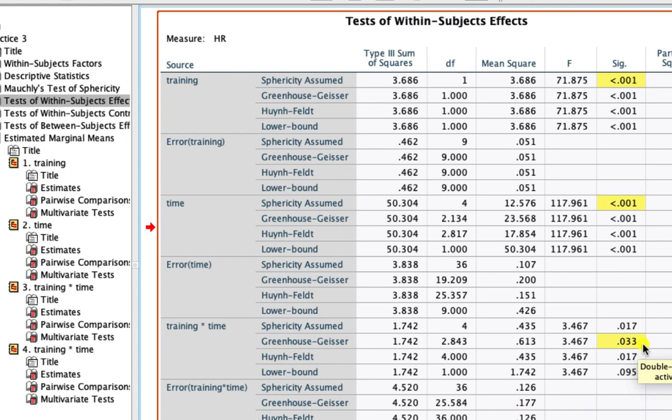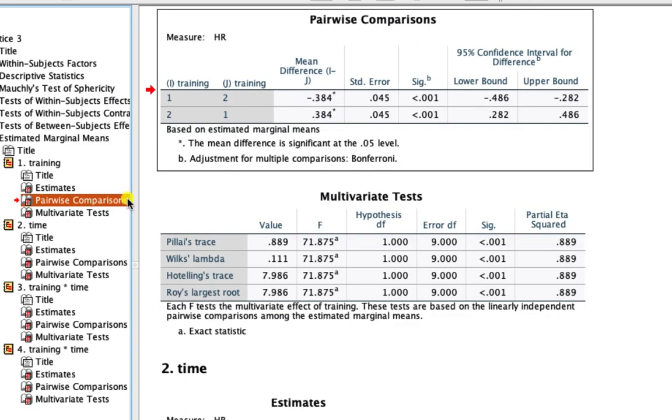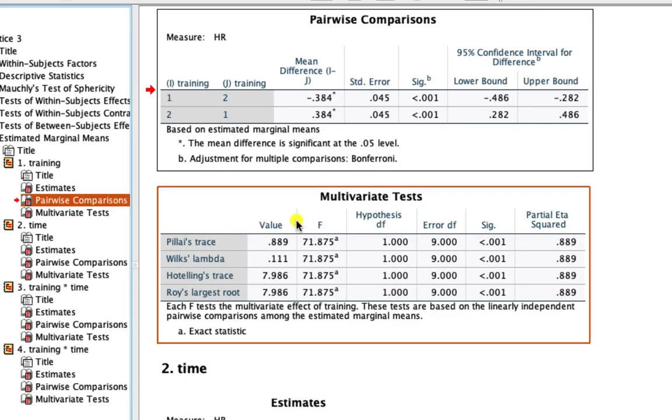Okay, so we have 3 significant main effects. Thus, we need to look at post hoc tests or pairwise comparisons for each of our independent variables. Technically speaking, we don't really need to look at pairwise comparisons for our training program because training only has 2 levels, and thus the pairwise comparison should be redundant with what we get in the ANOVA table, but we'll look at them anyways, just so we can see what they look like.